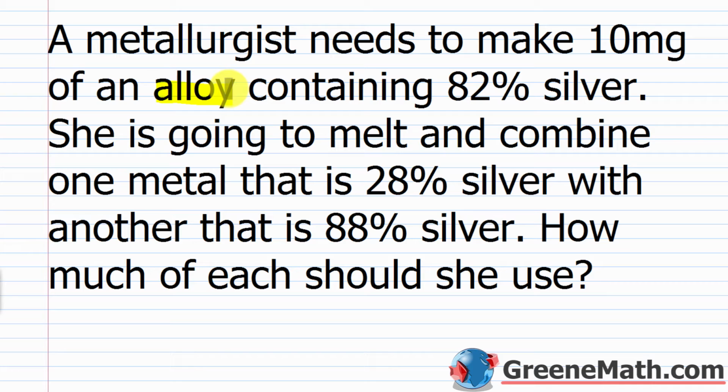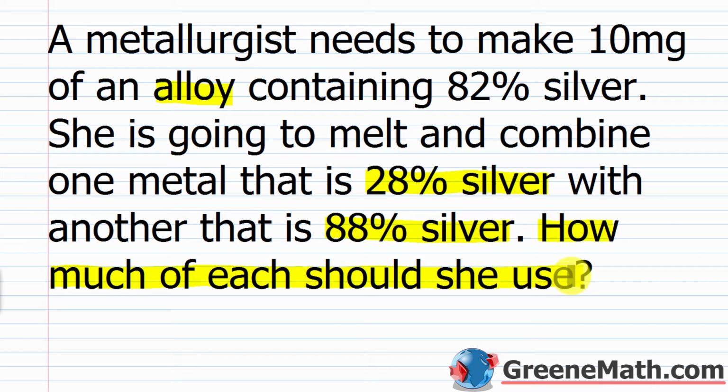All right, so then she is going to melt and combine one metal that is 28% silver. Let me highlight that, 28% silver, with another that is 88% silver. How much of each should she use? So here's our question. How much of each should she use? Meaning, how much in terms of milligrams should she use of the one metal that's 28% silver? How much in terms of milligrams should she use of the other metal that is 88% silver?